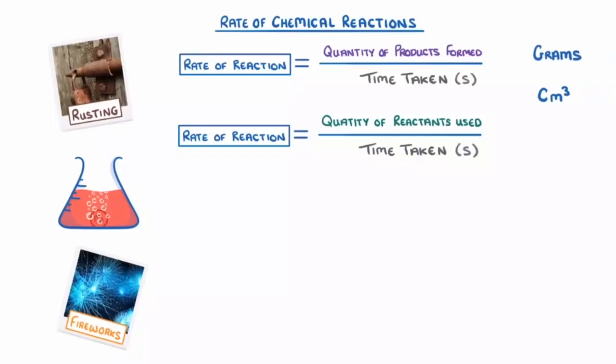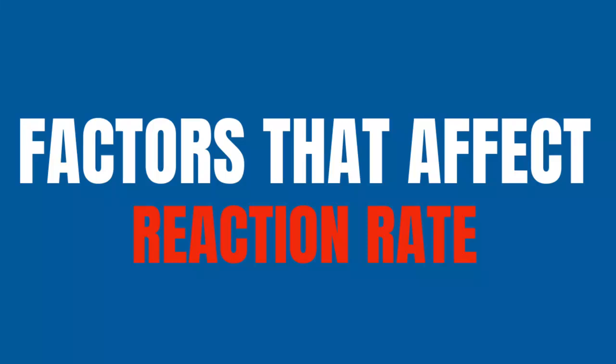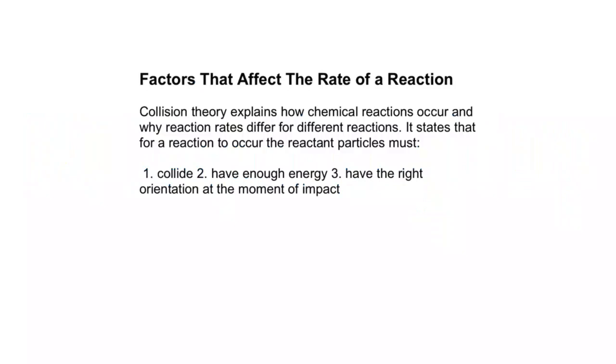But what is the prerequisite for a reaction? When can we say a reaction has taken place? Let's take a look at the collision theory. We use the collision theory to explain how chemical reactions occur and why reactions differ. It states that for a reaction to occur, the reactant particles must, one, collide, right? So we need a collision between the particles in order for a chemical reaction to occur.